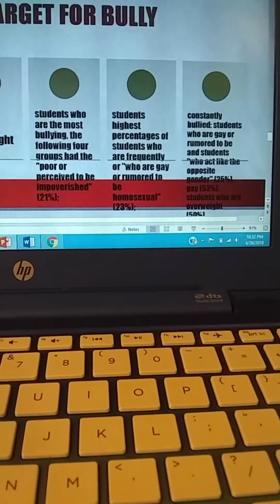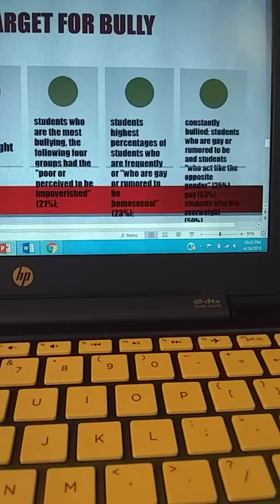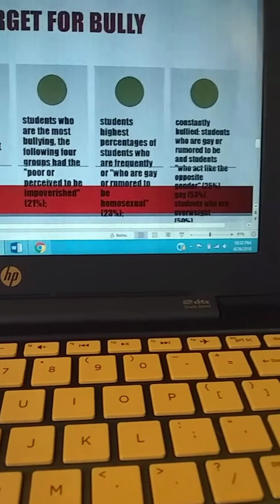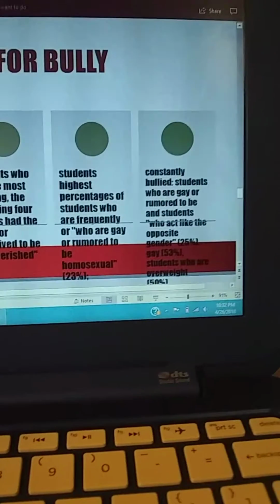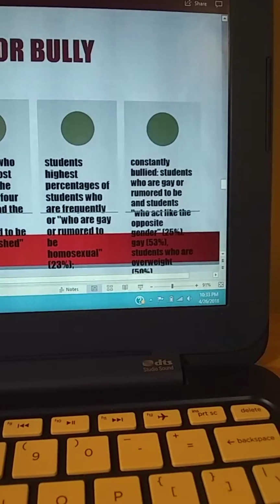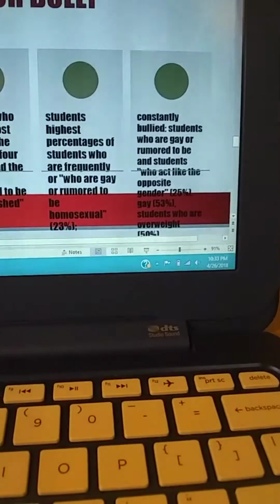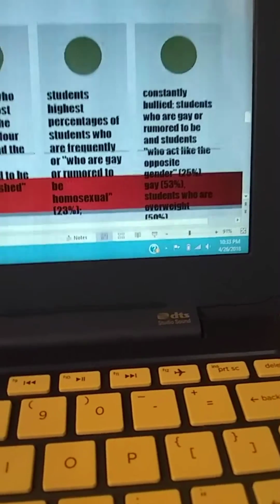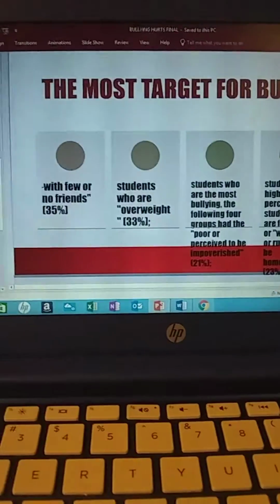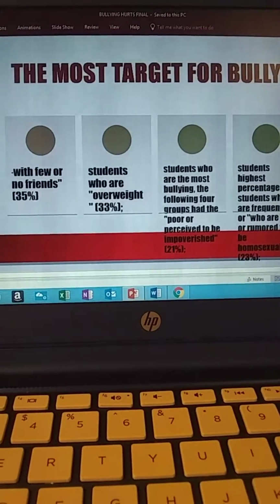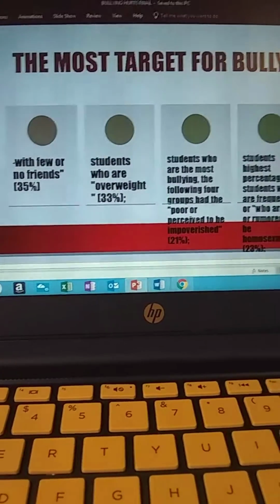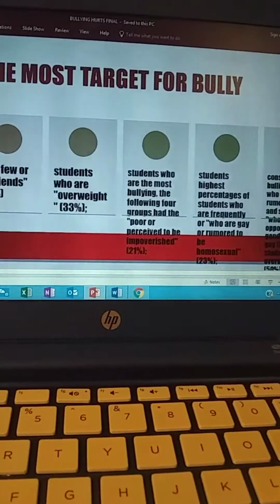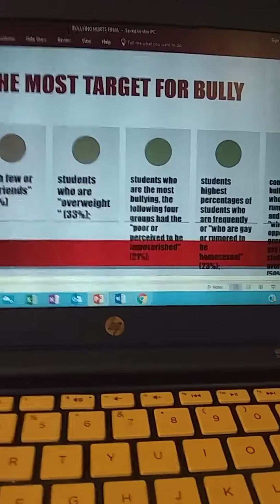Students with the highest frequency of bullying are gay or rumored to be homosexual, 23%. Constantly bullied students are those who are gay or rumored to be, and students who act the opposite gender, 25%. Gay, 53%. Students who are overweight, 50%. So having different sexual backgrounds or relationships can lead to a student becoming targeted, which is not fair. No one should be bullied at all.